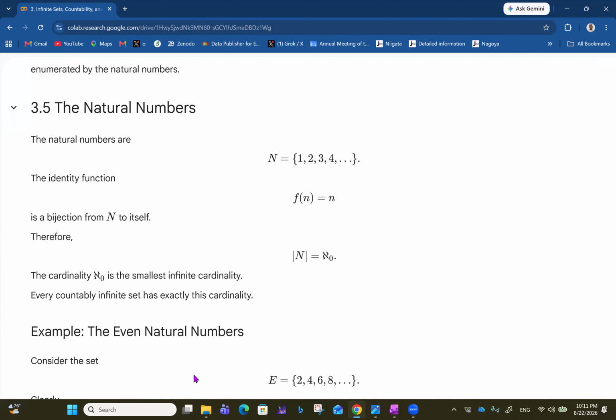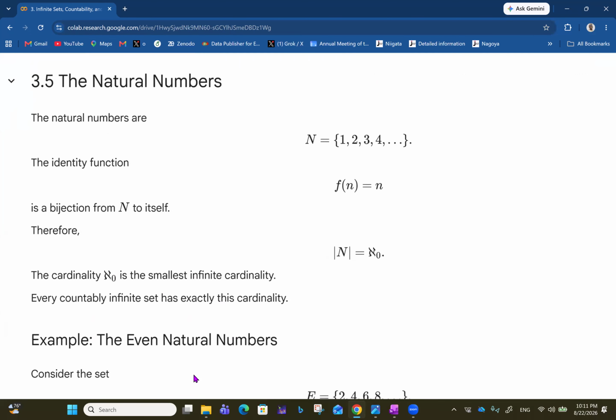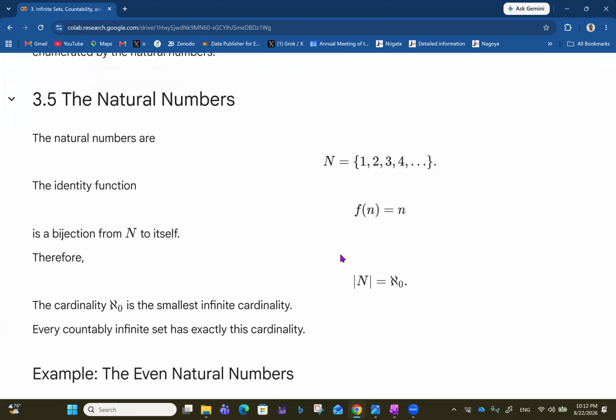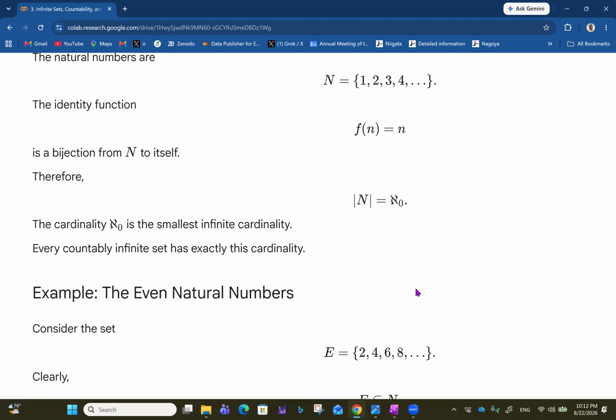So then we have the natural numbers. The natural numbers N are 1, 2, 3, 4, and so on. The identity function f of n equals n is a bijection from N to N itself. So you map every number to itself. Therefore, the cardinality of N is aleph zero. The cardinality aleph zero is the smallest infinite cardinality. Every countably infinite set has exactly the cardinality of aleph zero.